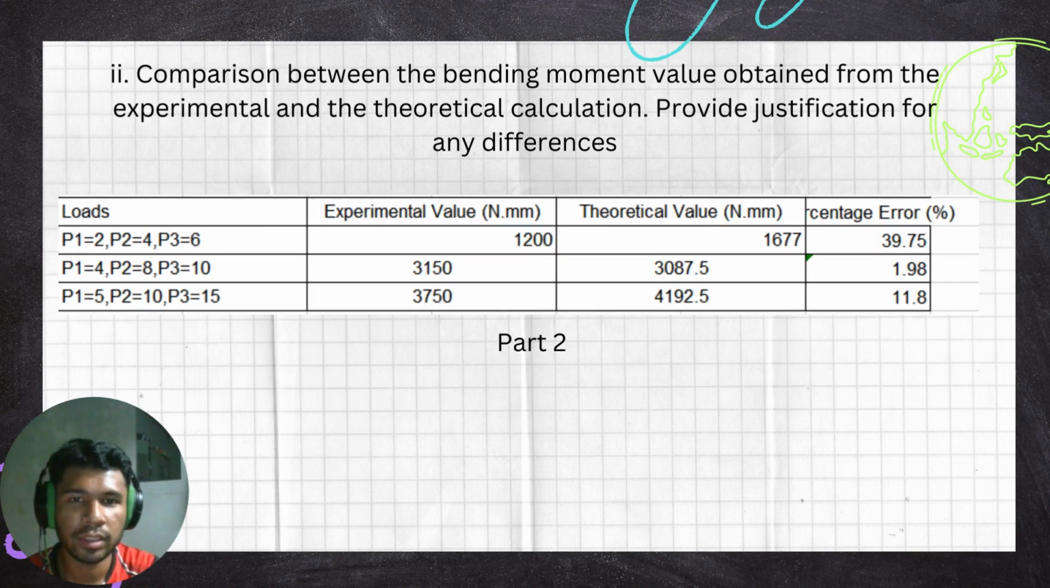Okay, this is the table for percentage error in part 2. Here I want to highlight the load P1 equal to 2 Newton, P2 equal to 4 Newton, and P3 equal to 6 Newton. Here we get the percentage error higher than 20%, which is 59.75. Here maybe we made some error when taking the reading. So the percentage error is higher in this experiment. Others we get below 20% and we achieve the objective of the experiment.